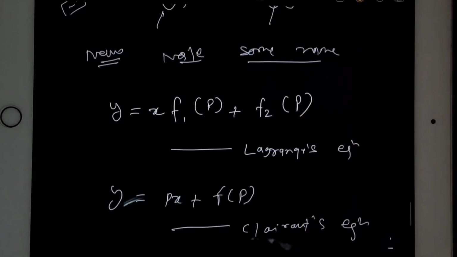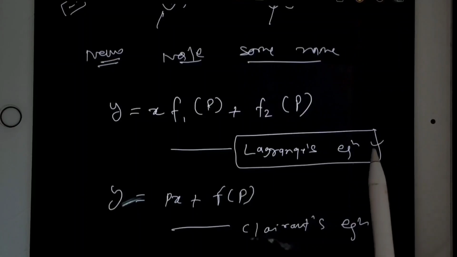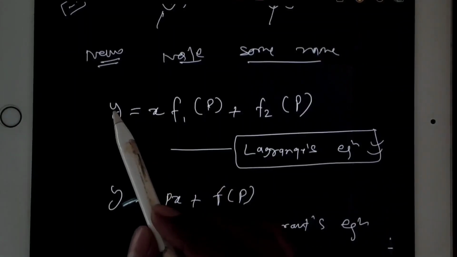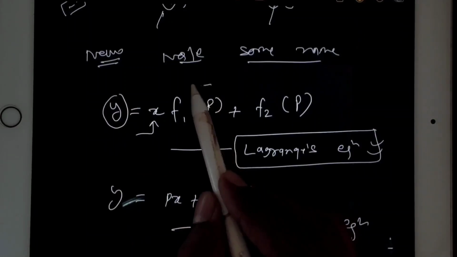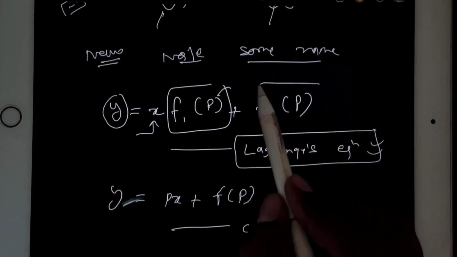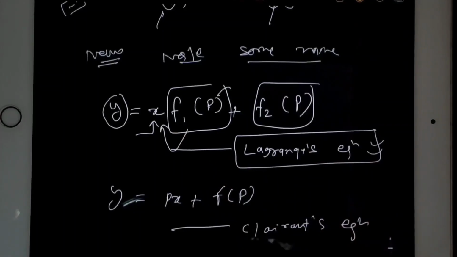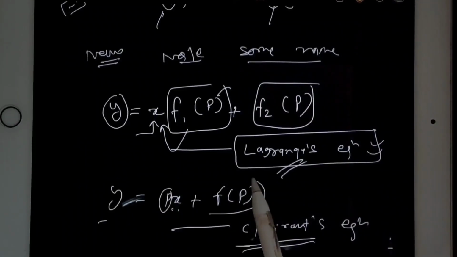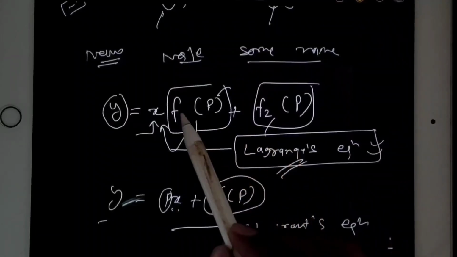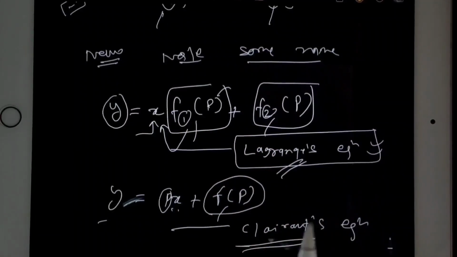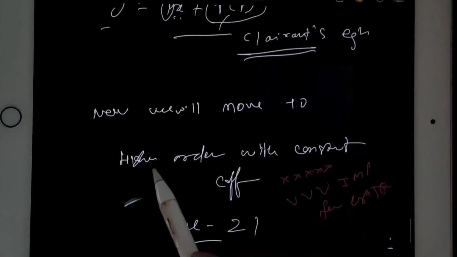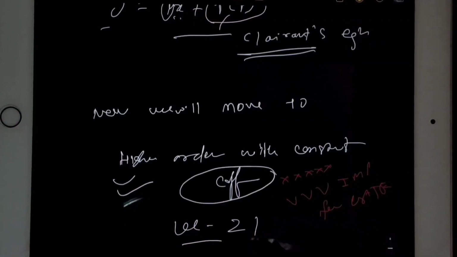So, you wrote down some names. Two names you should know. When someone says Lagrange's equation, not Lagrangian, Lagrange's equation in differential equations, it looks like this: y is equal to x times a function of p, plus another function of p. So here your coefficient is x, and this is Lagrange's equation. And then Clairaut's equation is also very popular: y is equal to p times x plus a function of p. Here I have two functions, so I wrote f1, f2. Here I have only one function, so I wrote f. So remember this.